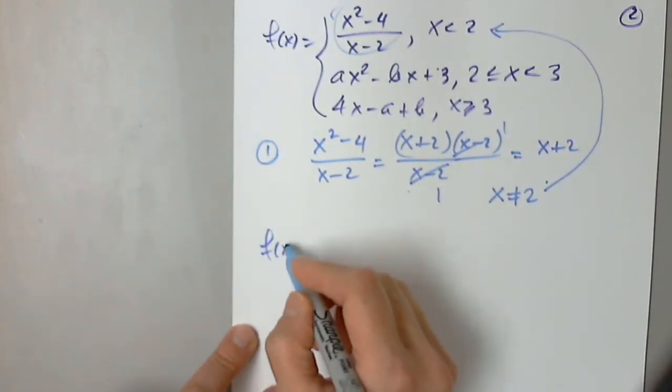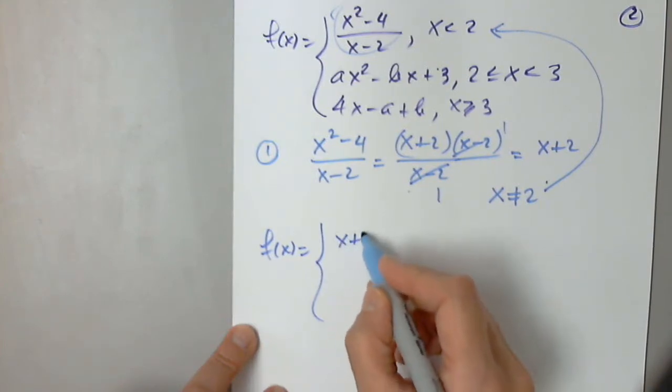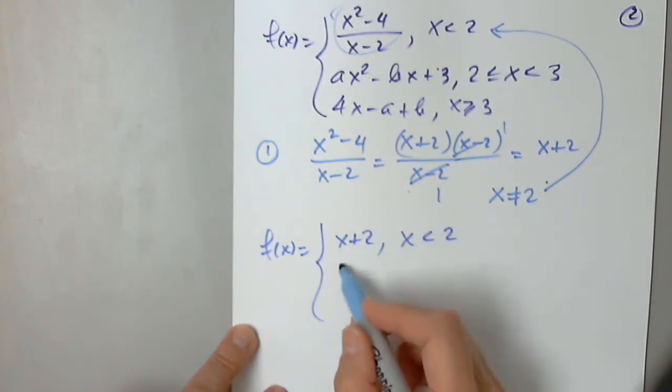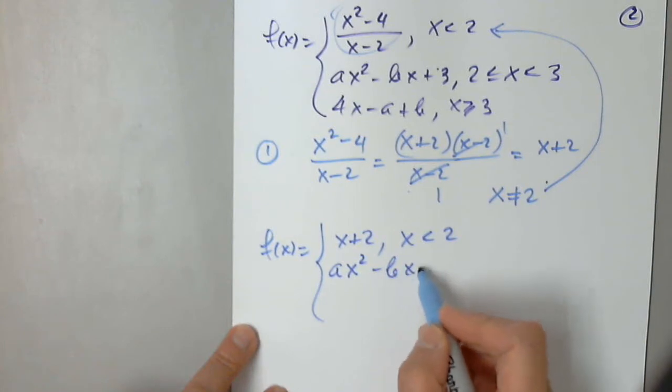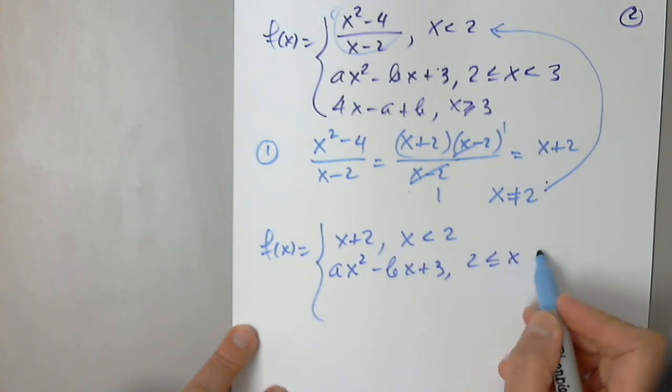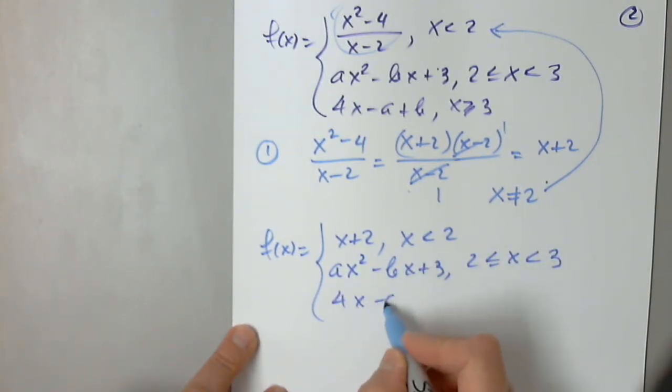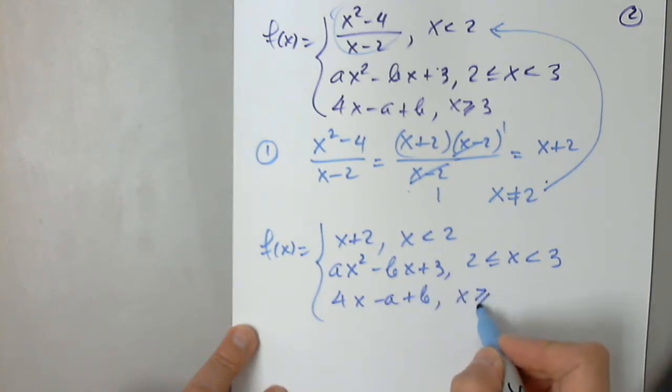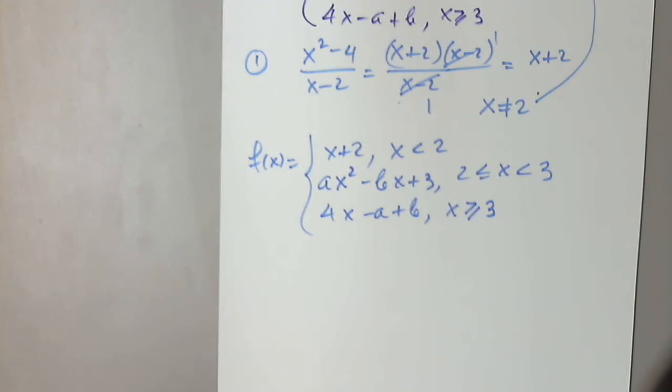I will rewrite the function as x plus 2 for x less than 2, ax squared minus bx plus 3, and 4x minus a plus b for x greater than or equal to 3. Is this okay so far? So that was my first step. There is nothing I can do to the other two pieces. I can only simplify the first one. I cannot do anything else to the other two.